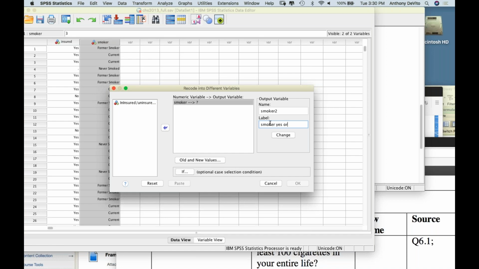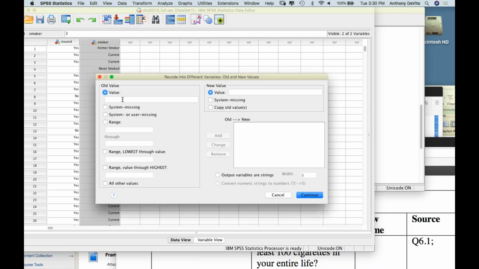Smoker, yes or never? Current or never? How about that? I'll give it the label smoker, current, or never. I'm only interested in people that are current smokers or never smoked, right? So I can go in here, old values and new values. And I can say if the old value was a 1, in other words, a current smoker, make the new value a 1.